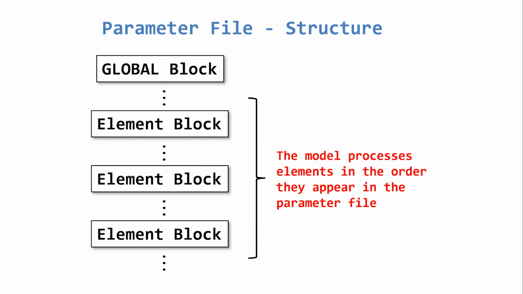So the structure, in terms of how you would set up the model elements, you've got a global block, and then you're going through element by element. So each element can have different infiltration, hydraulic resistance parameters, different soil parameters, etc.